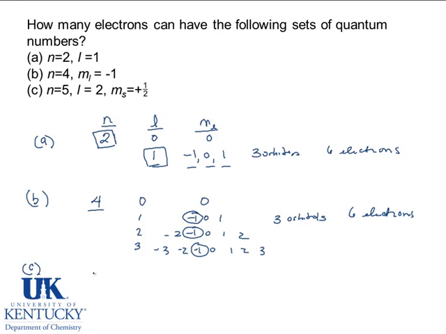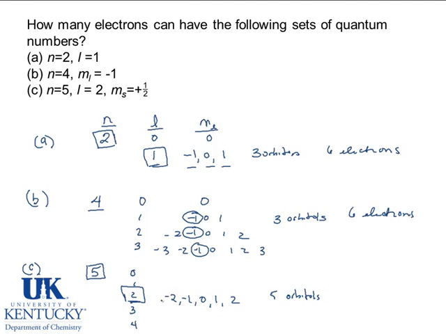Okay, let's go to C. For C, we have an n of 5. What are my choices for L? It would be 0, 1, 2, 3, and 4. Okay, and my m sub L's? Well, I'm only going to focus in on this one because we want an L of 2. So my m sub L's would be negative 2, negative 1, 0, 1, and 2. There's 5 orbitals there. So 5 orbitals would have an n of 5 and an L of 2.